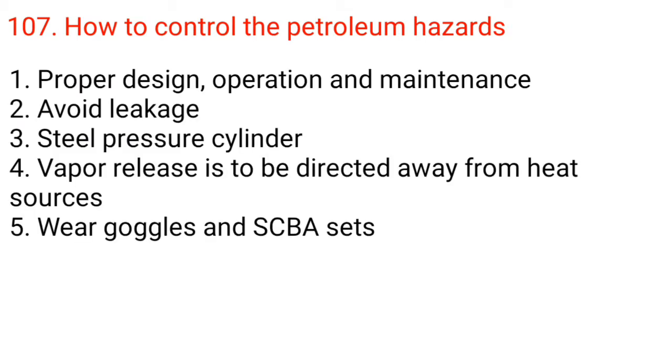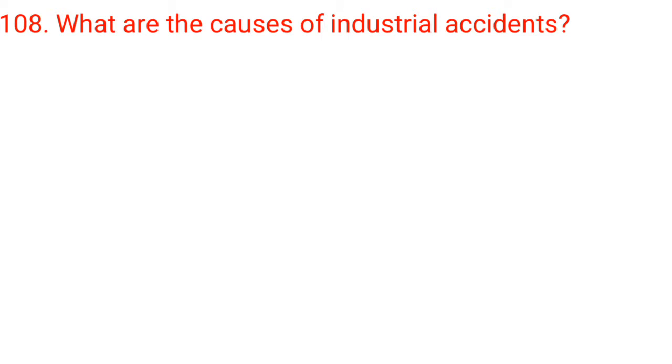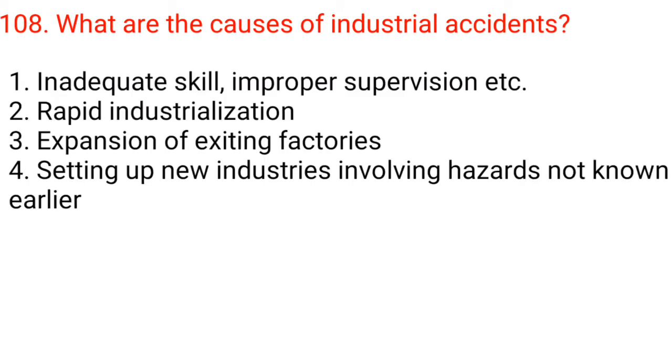1. Proper design, operation and maintenance. 2. Avoid leakage. 3. Steel pressure cylinder. 4. Vapor release is to be directed away from heat sources. 5. Wear goggles and SCBA sets. 108. What are the causes of industrial accidents? 1. Inadequate skill, improper supervision etc. 2. Rapid industrialization. 3. Expansion of existing factories. 4. Setting up new industries involving hazards not known earlier.